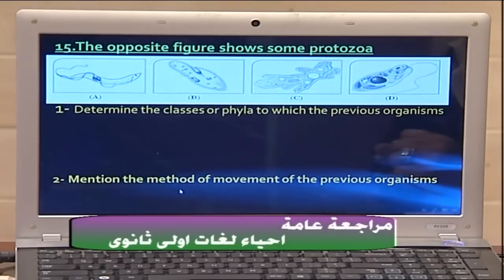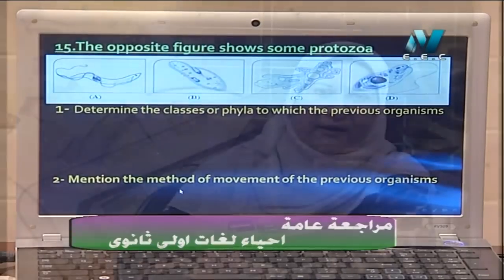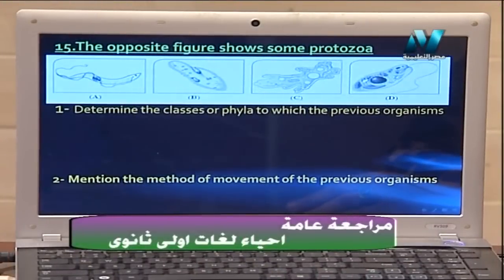When you look at the figure in front of you, you will see some protozoa. Protozoa, my children, are primitive organisms that cannot be seen by naked eyes but can be seen under the microscope. They are very simple organisms, related to kingdom Protista as we studied. Protozoa must be seen under the microscope, and they are very important organisms. Let's talk about them. Look at the picture in front of you and determine the phylum and the classes for this organism. Let's discuss together what the first picture is related to, what is the name of the first picture.